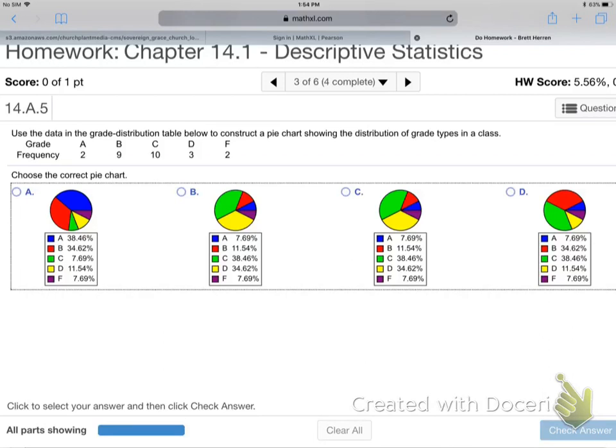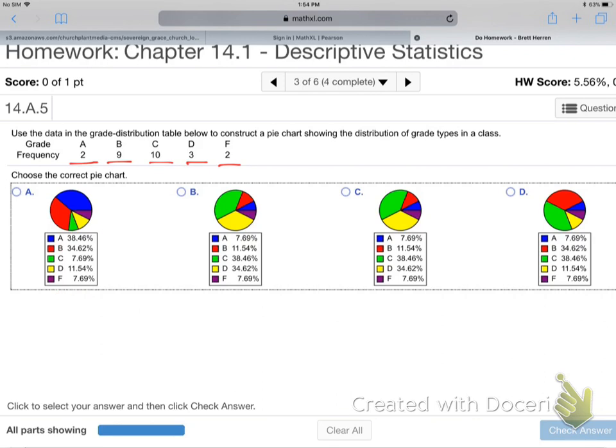All right, so there's the grades up there. 2 A's, 9 B's, 10 C's, 3 D's, 2 F's. Which one of those pie charts or pie graphs represents the data correctly? How do you figure that out? Remember, they're all in percentages. We're going to have to figure out what the percentage should be, and then we'll know the right answer.